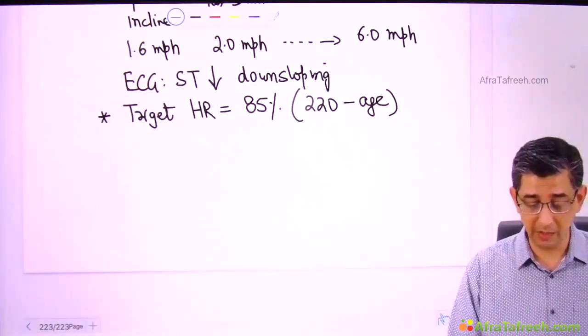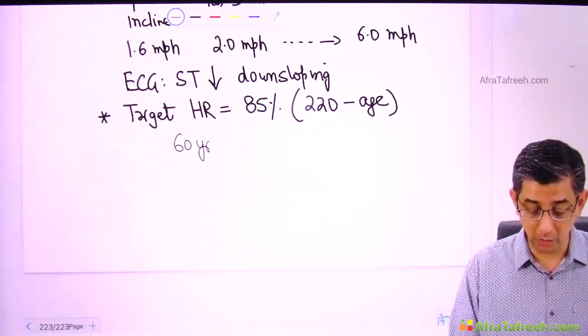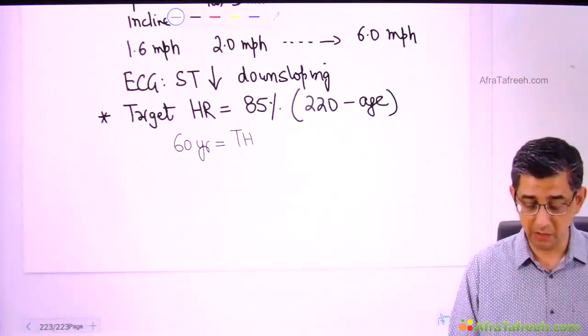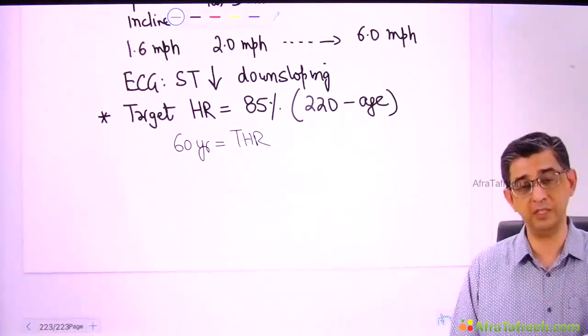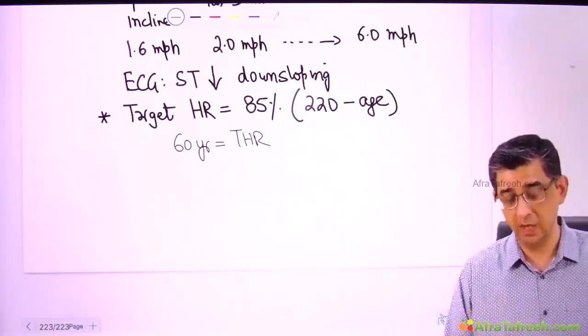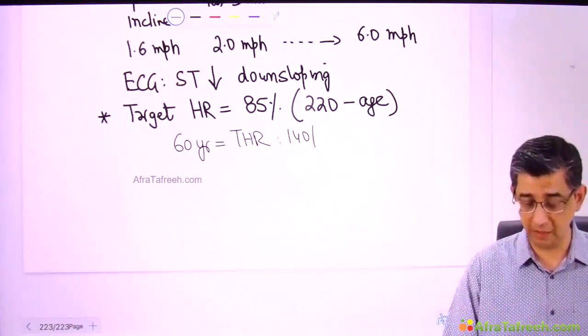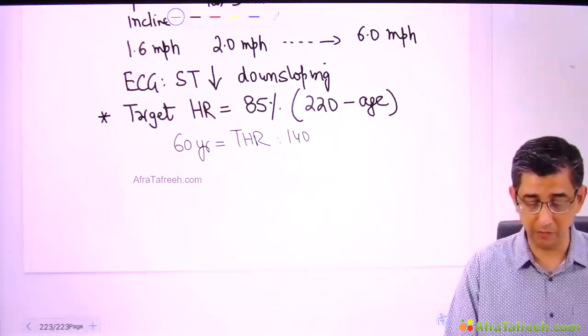Let's do some mathematics here. This is optional. I don't think you need to note it down. From mathematical calculations, I can say that for a 60-year-old guy, if you just look at the formula, 85% of 220 minus 60, the target heart rate will be something in the range of 140. That's the mathematical value that I have just generated before you from the formula.